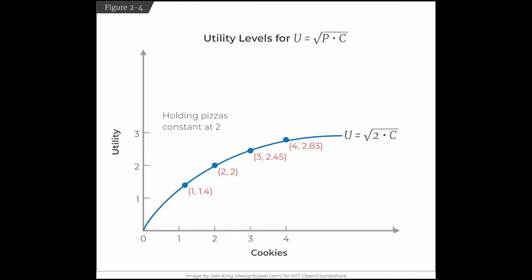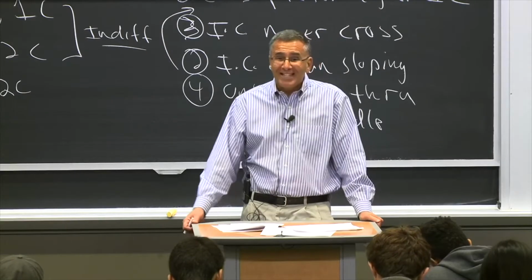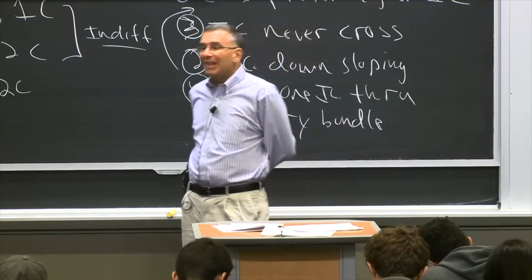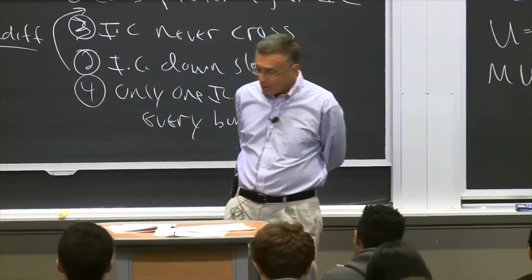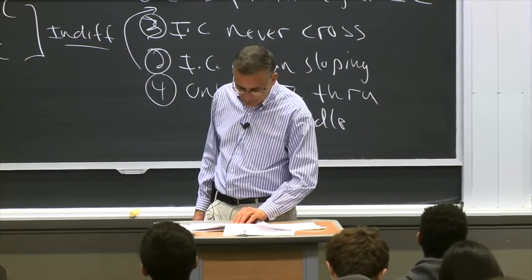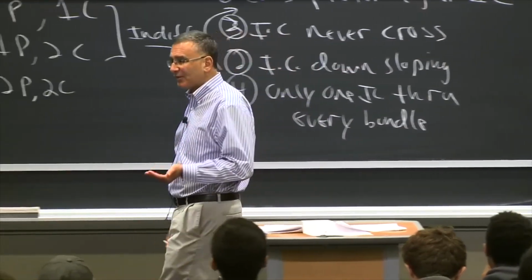So now we flip back to the previous page. We're going from the square root of 4 to the square root of 6. Square root of 6 is only 0.45 more than the square root of 4, and so on. So each additional cookie makes you less and less happy. It makes you happier. It has to, because more is better. But it makes you less and less happy. And this makes sense.